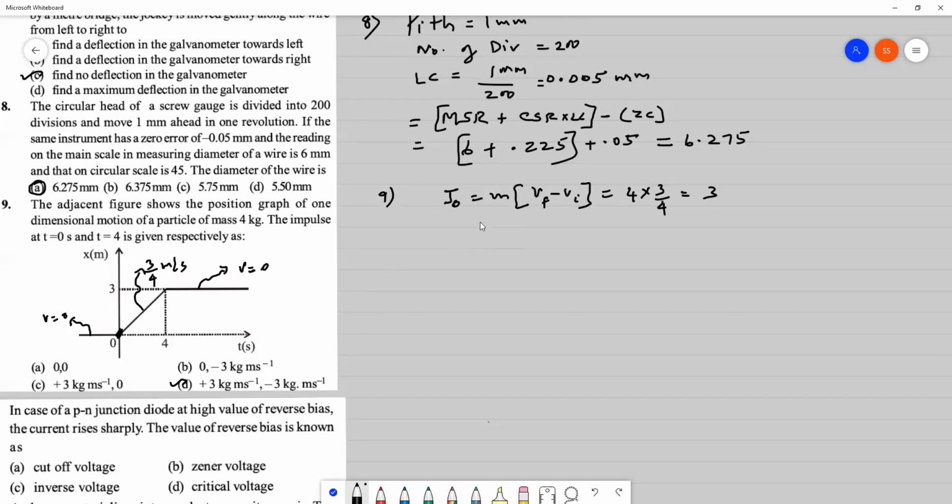Anyway, we can find this also. The momentum at t is equal to 4 is equal to mass into final velocity, which is 0, minus initial velocity, which is 3 by 4 in this case. This is 4 kg, so the 4 and 4 get cancelled, and you get minus 3 here. The unit of impulse is mass into velocity, so it is kilogram meter per second, kg m s inverse.